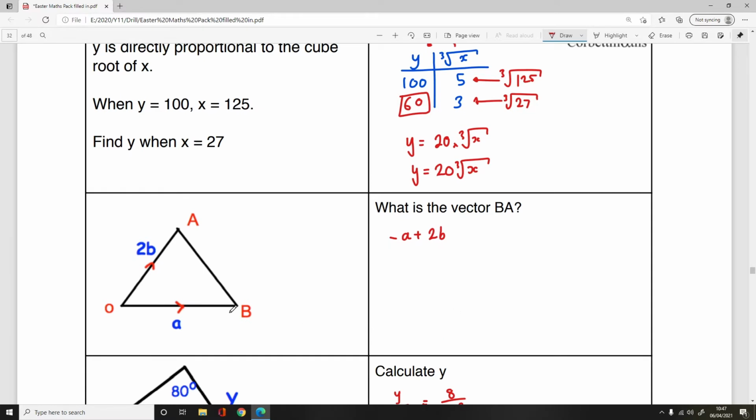Vector BA, so we go from B to O, so that'd be minus A to A, that's plus 2B.